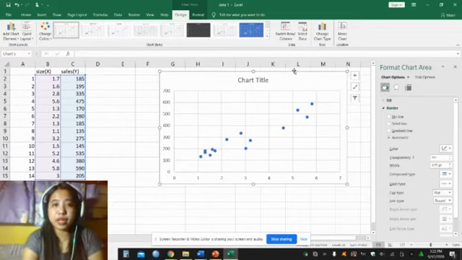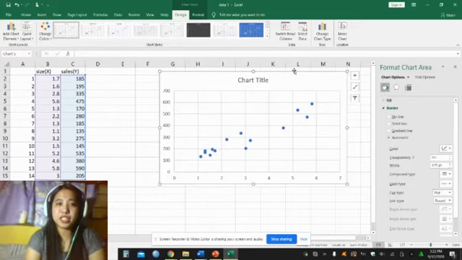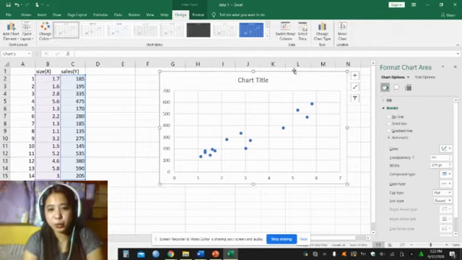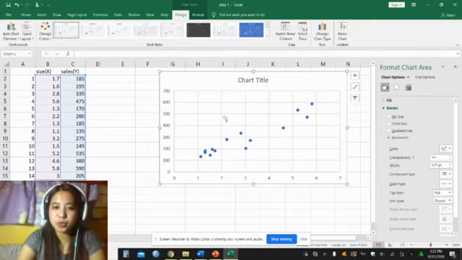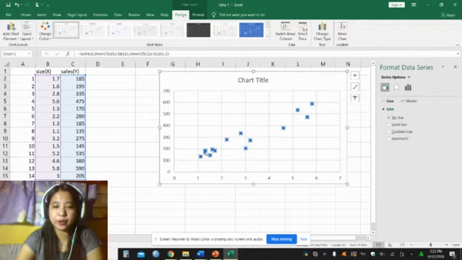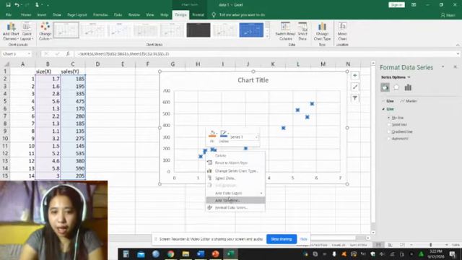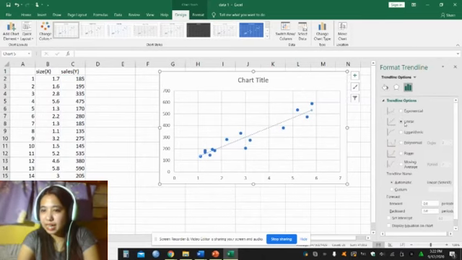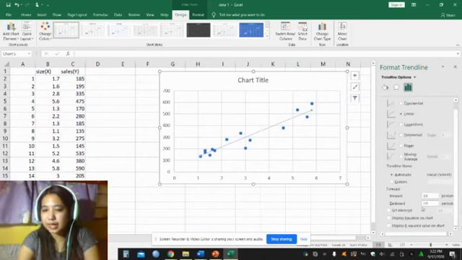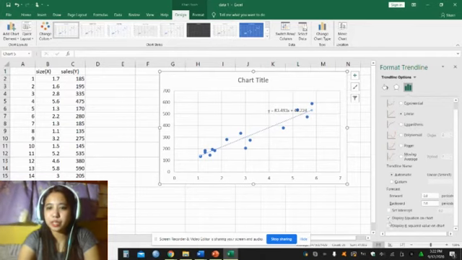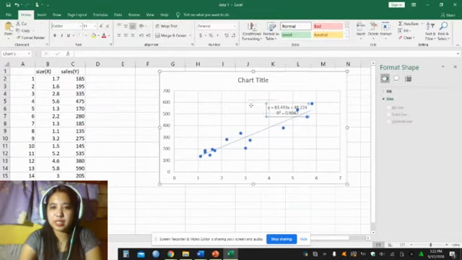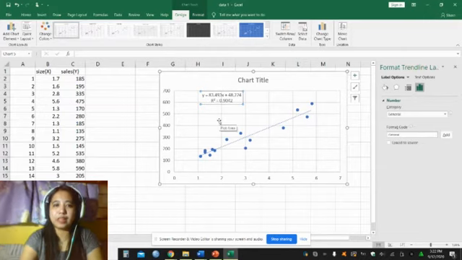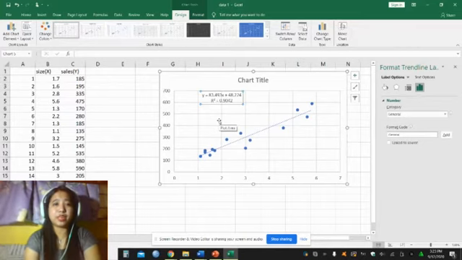Now, the second objective is for us to come up with the prediction line and the regression coefficients, which include b sub 0 and b sub 1. To do that, let us click the data points here, right-click, and add trend line. We will tick linear and check display equation on chart and R-squared value on chart. So these are the values that we need. We can actually generate them using Microsoft Excel without computing manually.